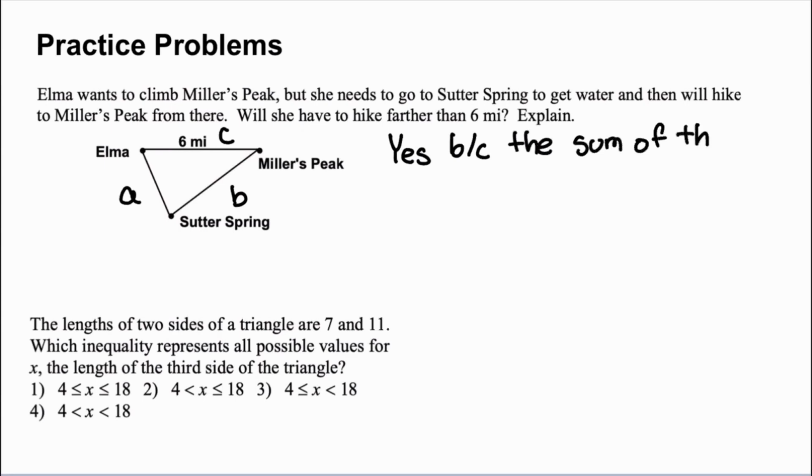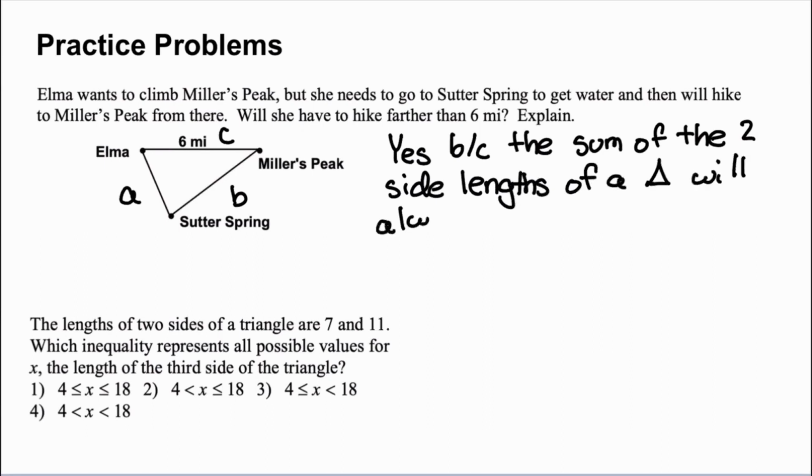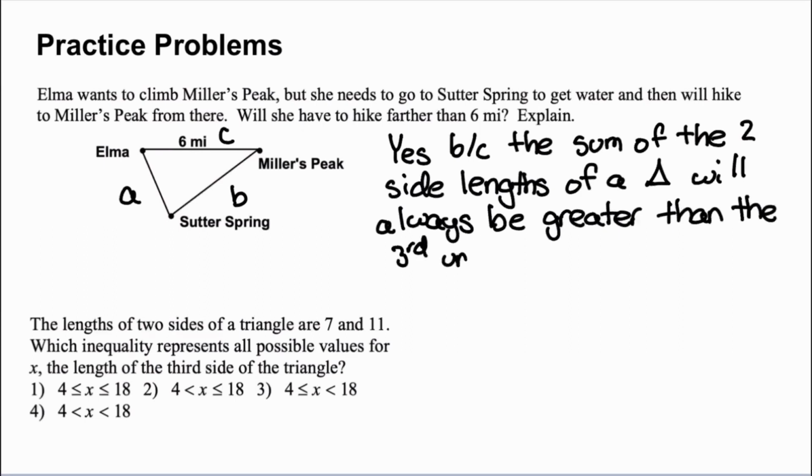of the two side lengths of a triangle will always be greater than the third unrelated side. That's the more technical, more math fancy way to say it. So now we'll move on to the second question.